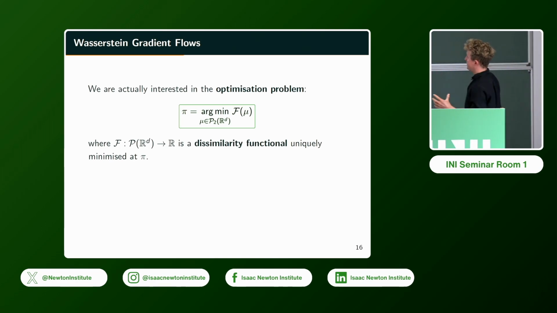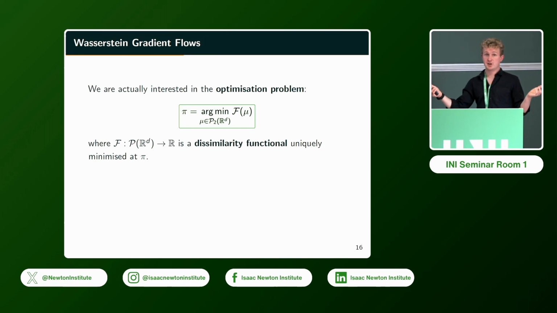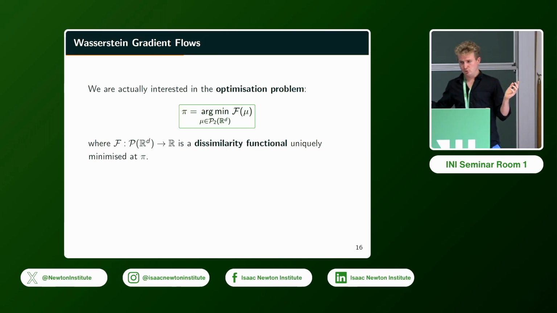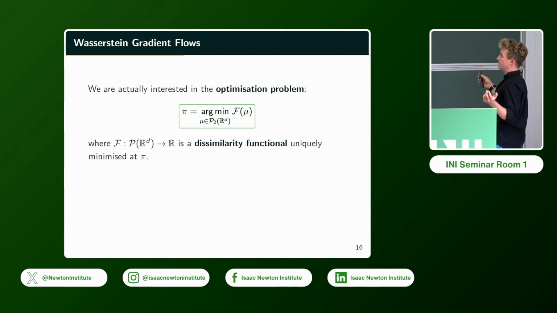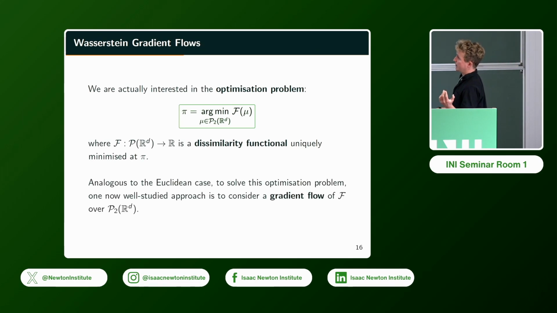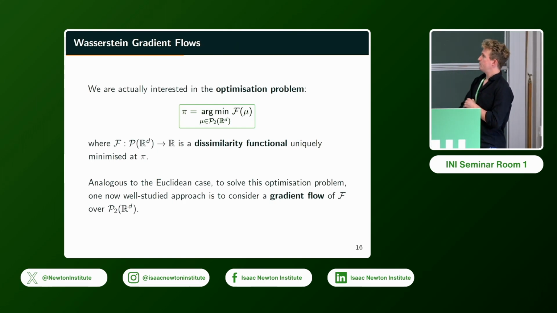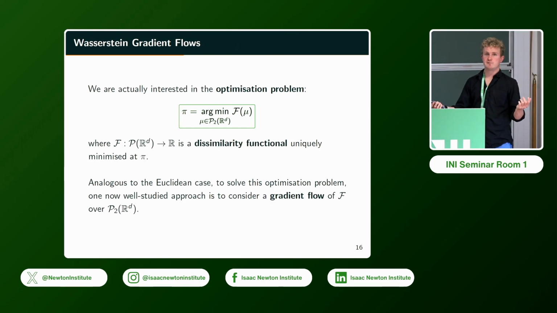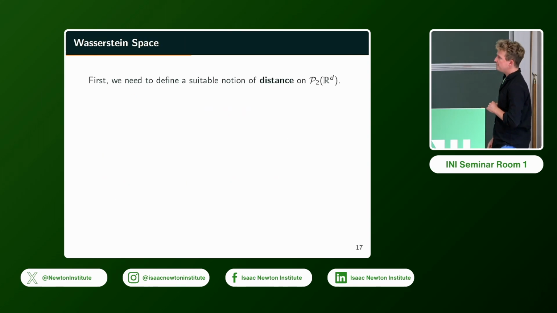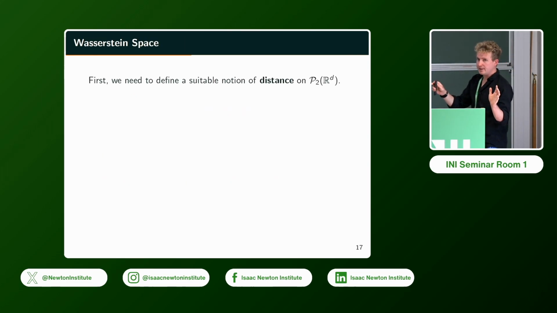As I said earlier, this is the form of the sampling problem. We want to find the minimizer of this dissimilarity functional f, which is minimized at our target. And analogous to the Euclidean case, to solve this, the standard approach is going to be to consider a gradient flow of f over this space of probability measures. So how are we going to do this? We've heard a little bit about Wasserstein gradient flows in a few talks this week, and I'm going to run through a few more of the details behind how you construct these things.